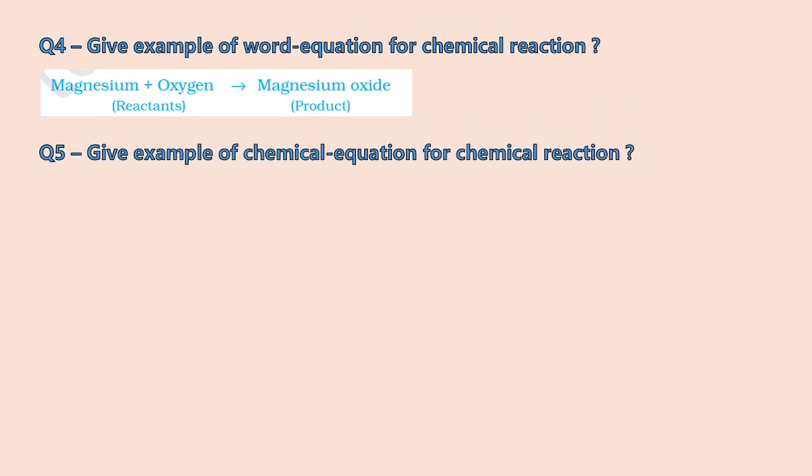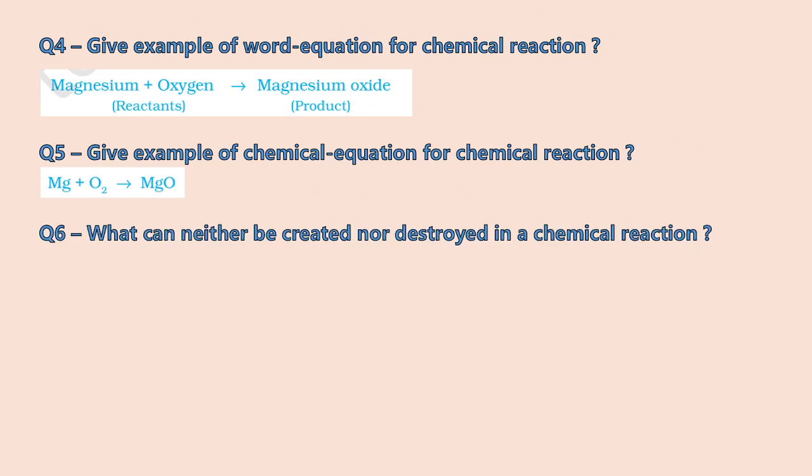Give an example of a chemical equation for a chemical reaction. Instead of a word equation, more scientifically it is better to use the chemical equation, because the element formula for magnesium is Mg, and oxygen in the air is in the form of oxygen molecules, and each oxygen molecule contains two oxygen atoms. So you have O subscript 2. Both of these react to give you MgO, that is magnesium oxide. So this is the chemical equation for the reaction.